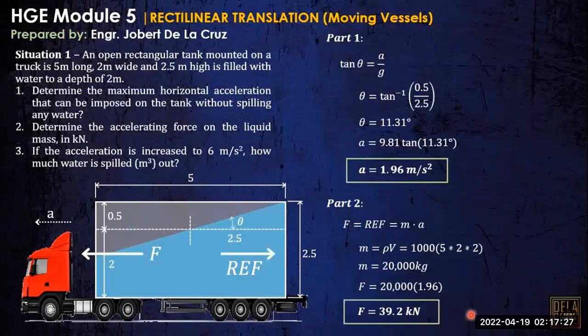Okay? Number 3, if the acceleration is increased to 6 meters per second squared, how much water is spilled in cubic meters? Okay, so as you can see, ito yung acceleration na wala pang spilling of water. Kumbaga, andito pa lang yung water natin. No, hindi pa siya aabot. Now, if lalakas pa yung acceleration natin or mas bibilisan pa yung takbo, that means magkakaroon na ng spillage dyan. Okay, so ito yung hahanapin natin.